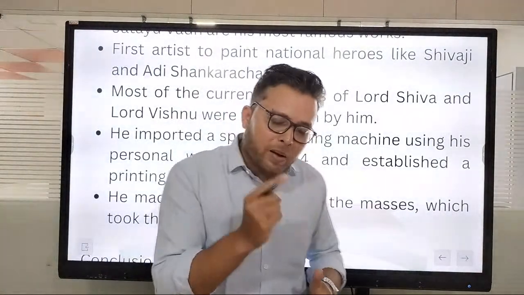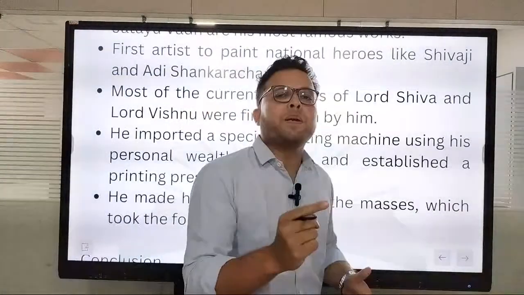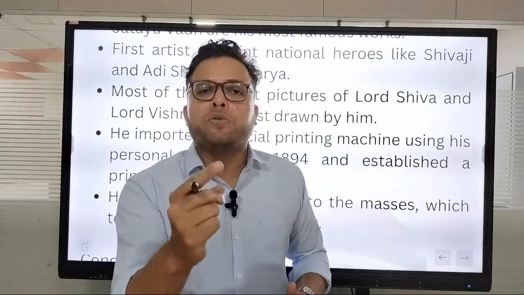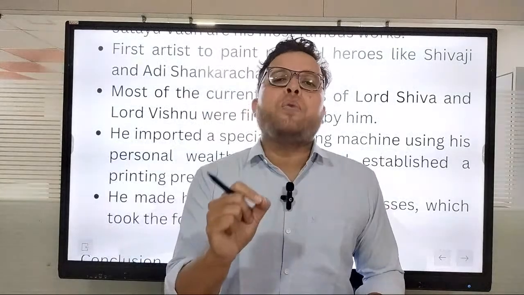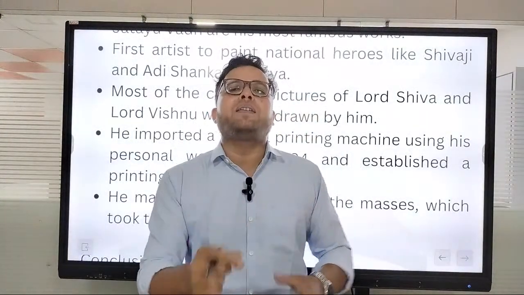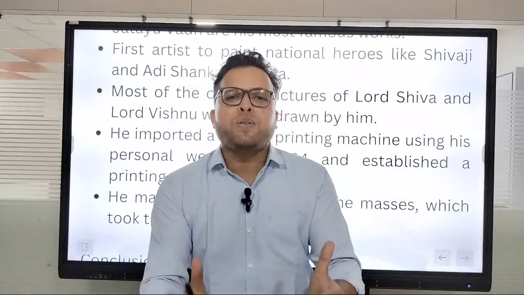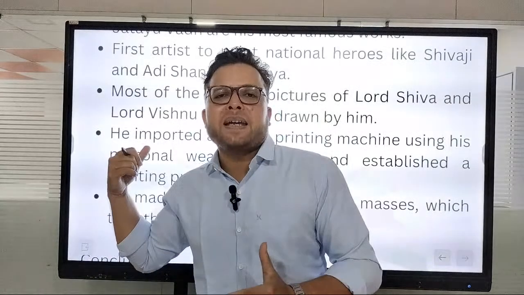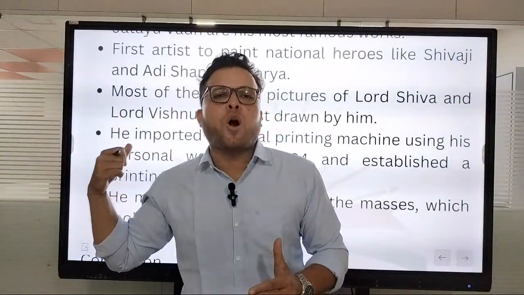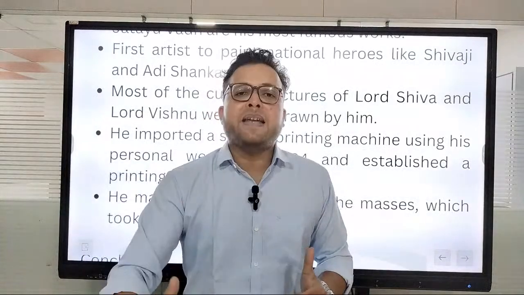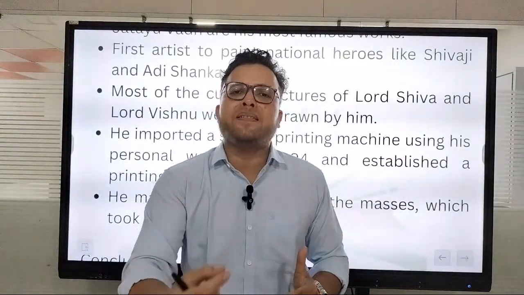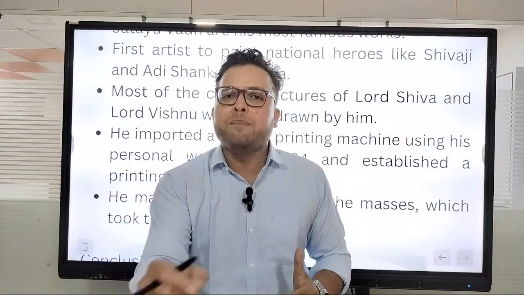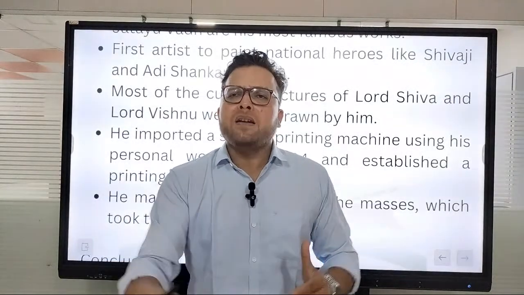And so Raja Ravi Verma is a very, very important character because he played a very important role in national integration also. How do you integrate people? One way to integrate people is in the name of religion. Like I said, he started painting images of Lord Shiva and Lord Vishnu. And now, after buying that machine, he started selling them at just one anna, and more and more people are buying it.